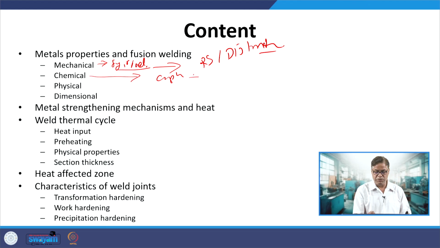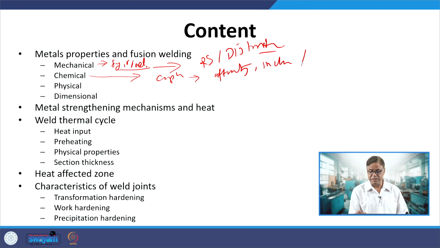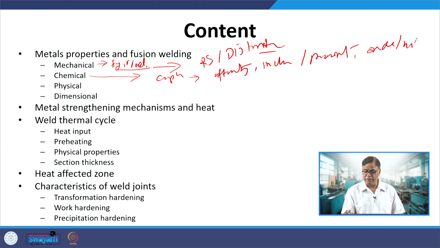Composition affects the affinity with the gases, leading to inclusions and porosity formation. It also affects the oxide and nitride formation tendency, and if there is a chemical heterogeneity, then it will result in significant metallurgical heterogeneity and heterogeneity in terms of the mechanical properties.